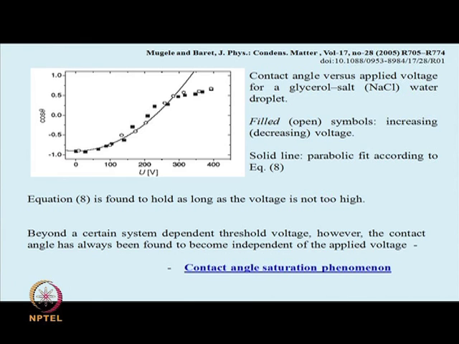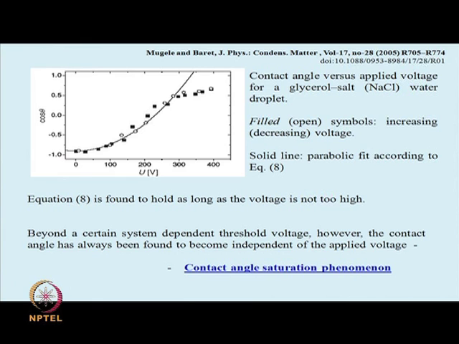If you look at this figure, we can see the variation of cos theta with the applied voltage U, and it follows more or less the Young-Lippmann equation up to a certain voltage, let us say when the voltage is close to 280 or so. But if I increase the voltage beyond that value, then you would see that the contact angle becomes more or less independent of the increase in applied voltage. This specific phenomenon is known as contact angle saturation. So, we can go only up to certain voltages, and beyond that it would be either dielectric breakdown or contact angle saturation. Therefore, it is common knowledge that you can never make a partially wetting droplet completely wetting. Before you do that, you are going to hit contact angle saturation, and I must say at this point that the contact angle saturation phenomenon is still not well understood.